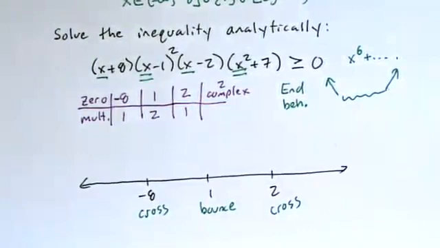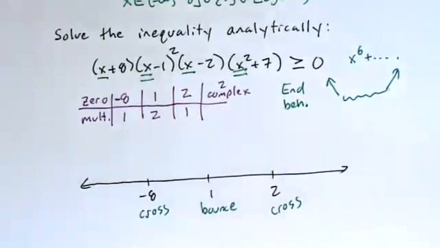I want you to write cross and bounce. Yes, you could, but that's more of a graphical approach. This is more analytical. All right. Cross and bounce, that's based off of our multiplicity. How's the end behavior help us?